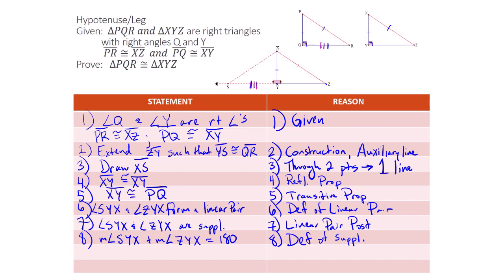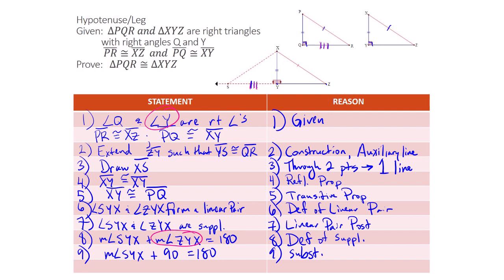All right. So we know that angle Y is a right angle, right? So angle ZYX, that's a right angle. Okay. So we can say measure of SYX plus 90 equals 180. So we basically did some substitution there. Okay, so I'm going to put substitution.